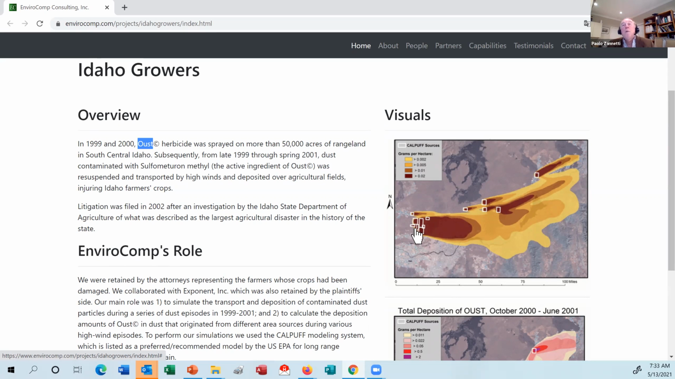The dust storms were resuspending dust. The dust was contaminated with Oust. The dust traveled downwind, even 100 miles, and it redeposited on agricultural fields, creating some damage.